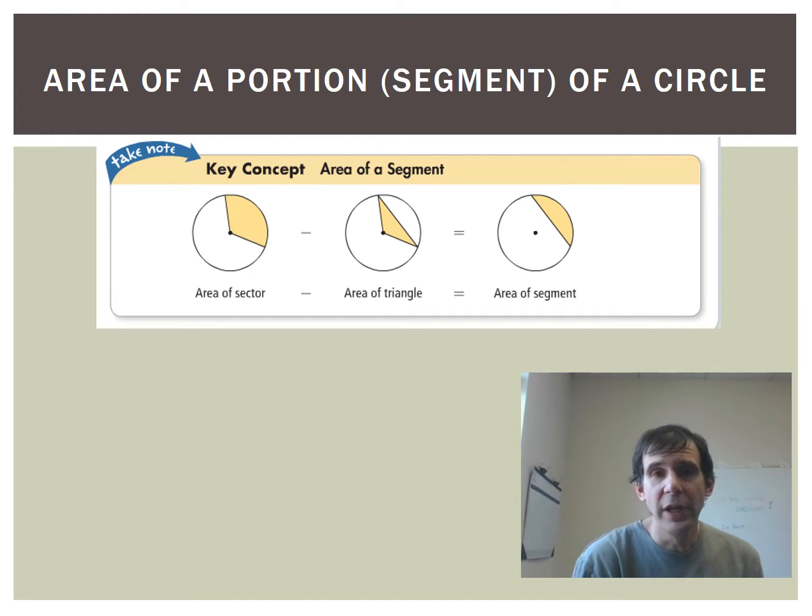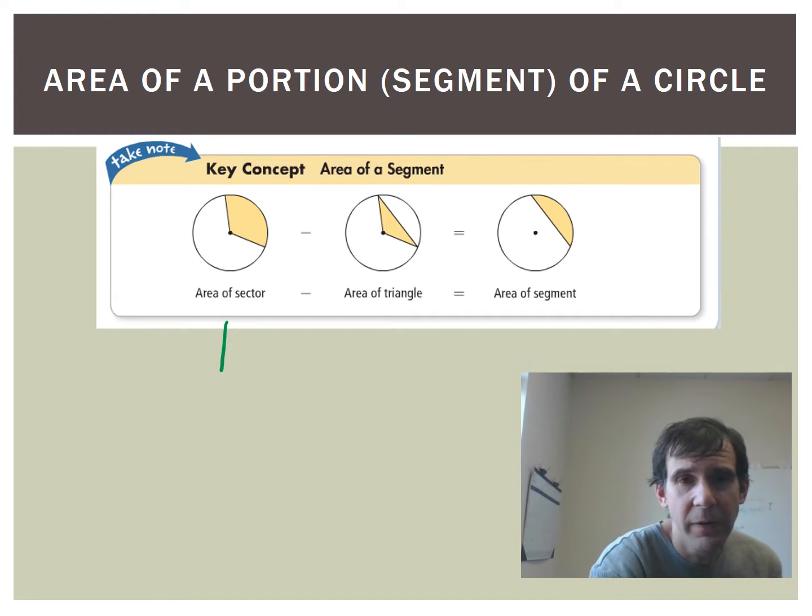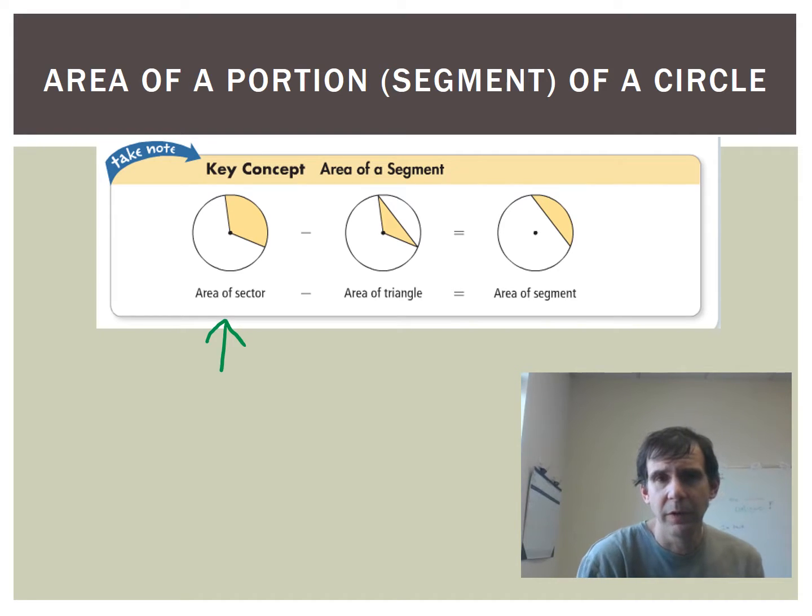So what we're going to need to be able to do is what we've done in the last slide, find the area of a sector. Then we're going to need to do what we did in the last couple of chapters, which is find the area of all sorts of different triangles. And lastly, we're going to subtract, and we're going to end up with the area of the segment in question. So let's go ahead and do that.